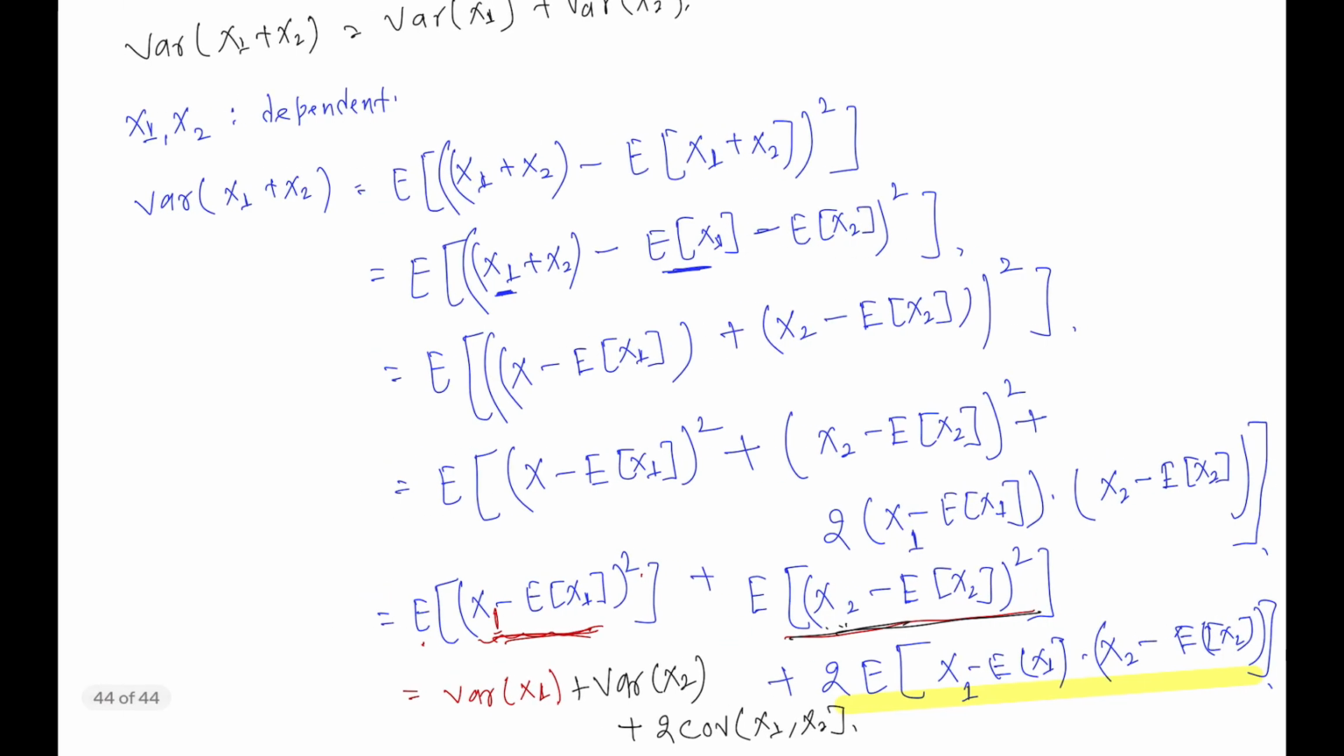So we have this relation: if the random variables x1 and x2 are dependent, then the variance of the sum of x1 and x2 will be the variance of x1 plus the variance of x2 plus 2 times the covariance of x1 and x2.